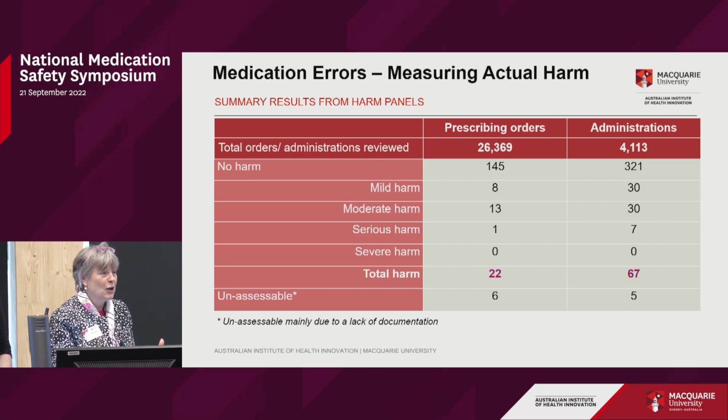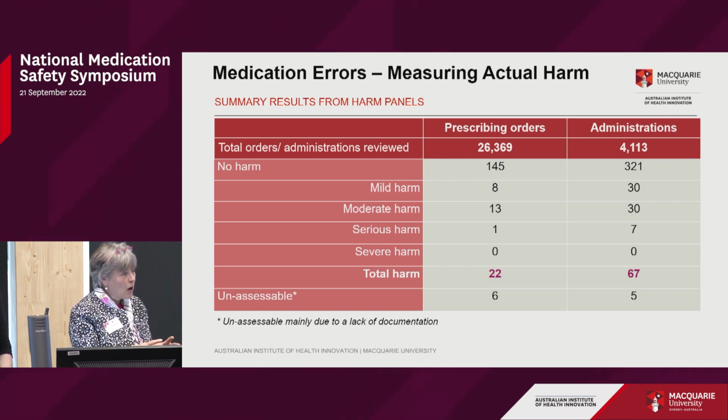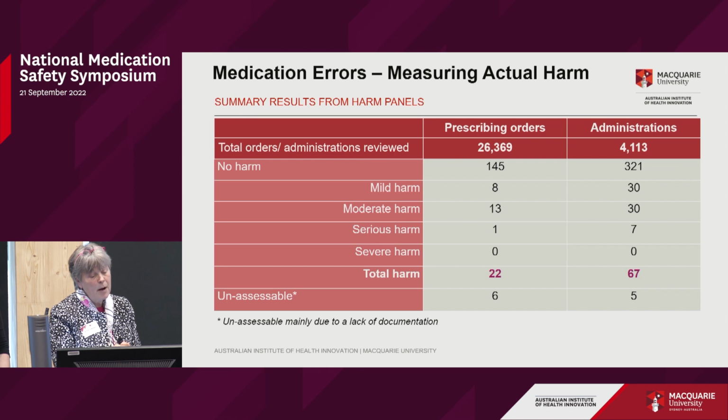This is a huge tribute, I think, to the system of trying to keep kids safe in hospitals. So there were 22 harms from the prescribing orders and 67 harms identified from administrations. And these are mainly in the mild to moderate harm, just a couple in terms of serious harm, and none in the severe harm category that we were using, and then 6 unassessable in the prescribing and 5 unassessable in the administrations. And I say this is really due to the fact there just wasn't enough in the notes to justify identifying whether there'd been harm or not.